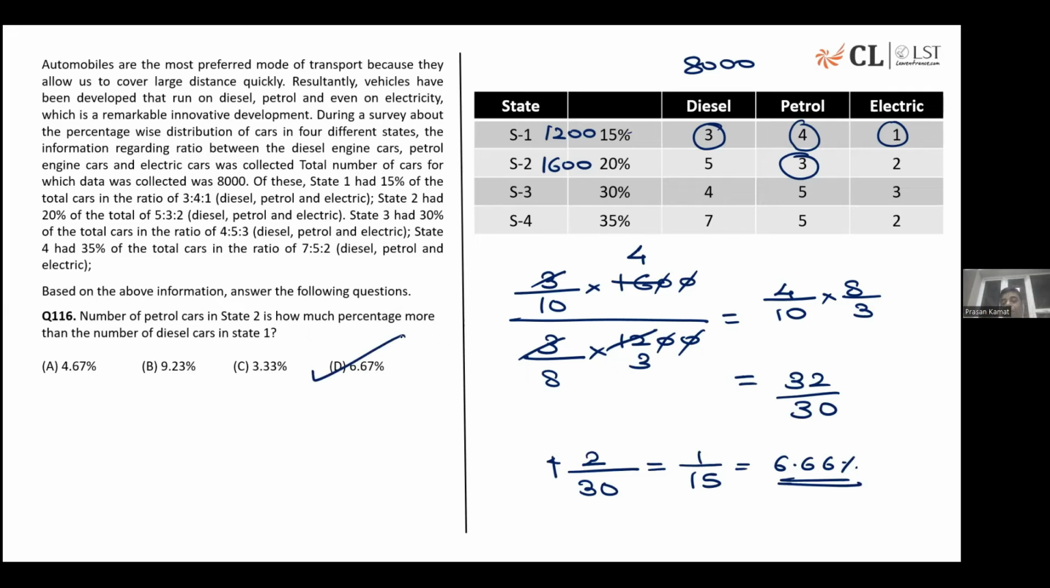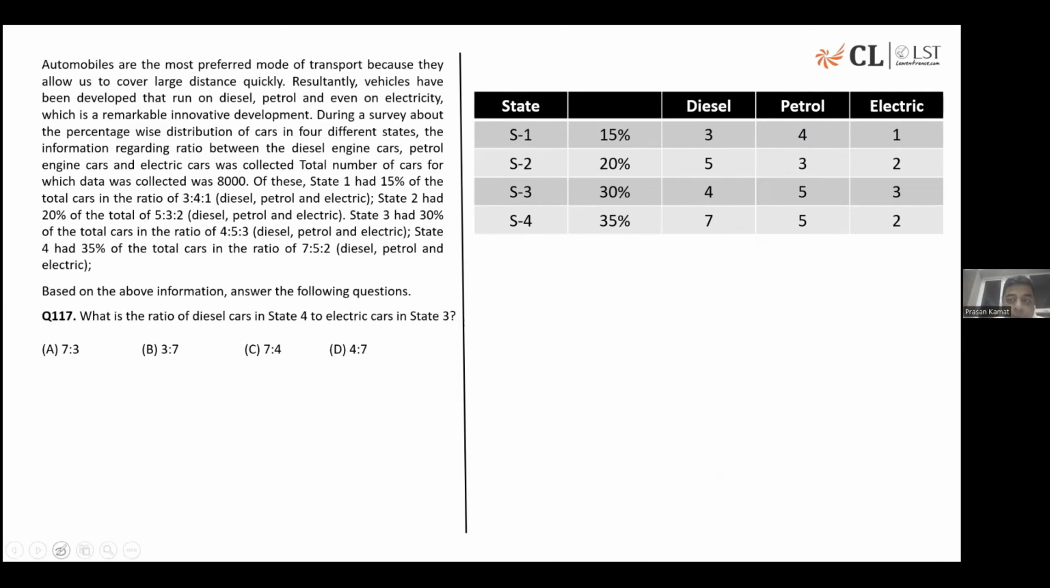6.66%. Answer should have been D. Again, a pretty straightforward question, should have been done pretty easily. Let's look at the next one.